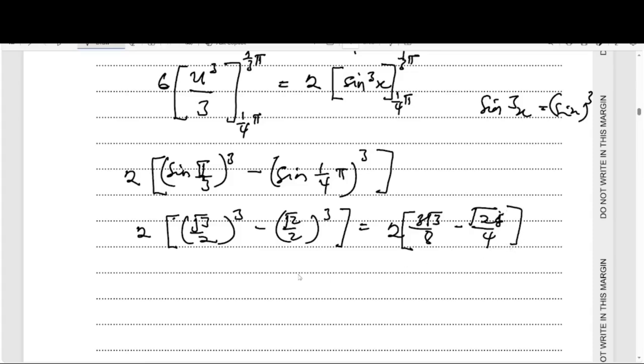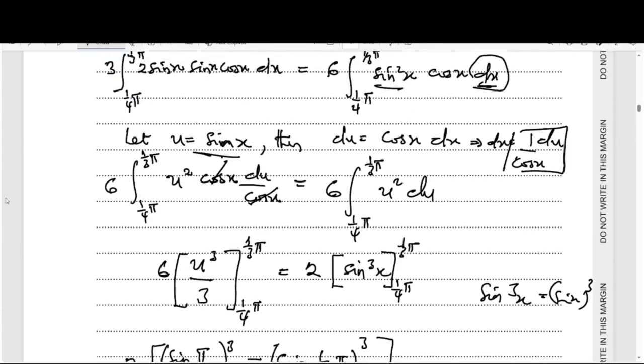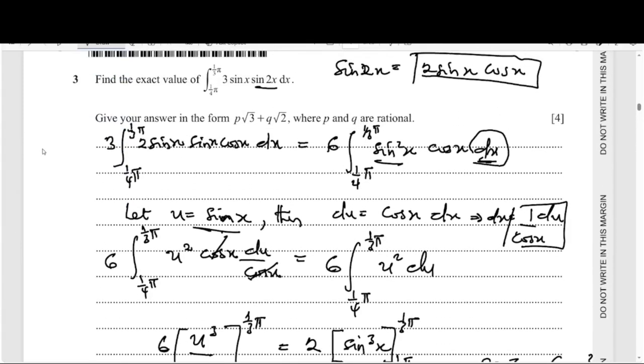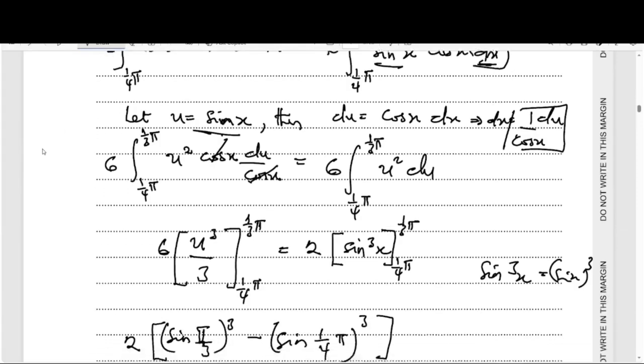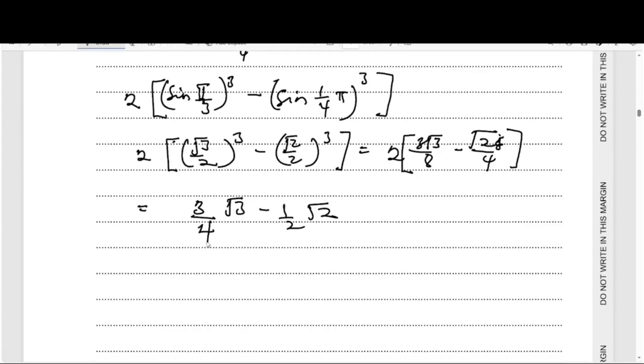And that's it. So finally we have our answer to be 3 over 4 root 3, then minus half root 2. That's what the question asks us to do. It asks us to leave our answer in surd form, and that's exactly what we have. So p and q are the numbers multiplying the surds. So p is 3 over 4, and then q is negative 1 over 2, and that's our answer.